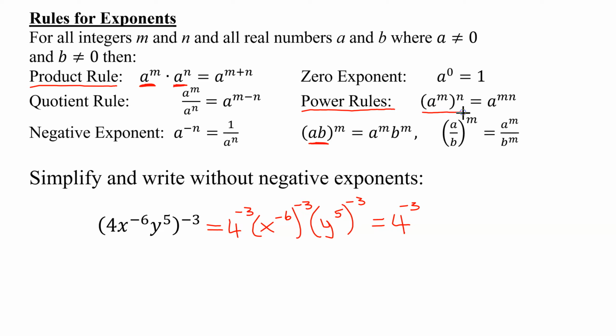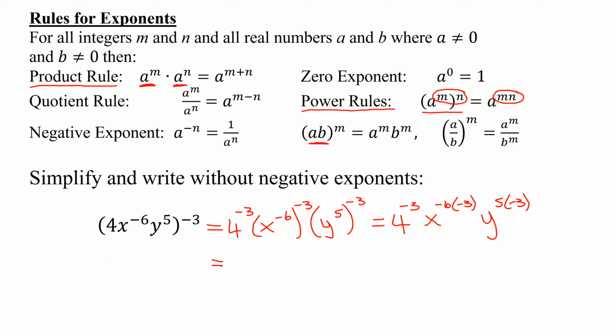This is this part of the power rule where you have a to the m all raised to the n is equal to a raised to the m times n. Notice what you do with these two powers, you multiply them. So I'm going to get x, and then I'm going to have to multiply these two exponents. So I have negative 6 times negative 3. Times y, repeat the process. What are my exponents? 5 times negative 3.